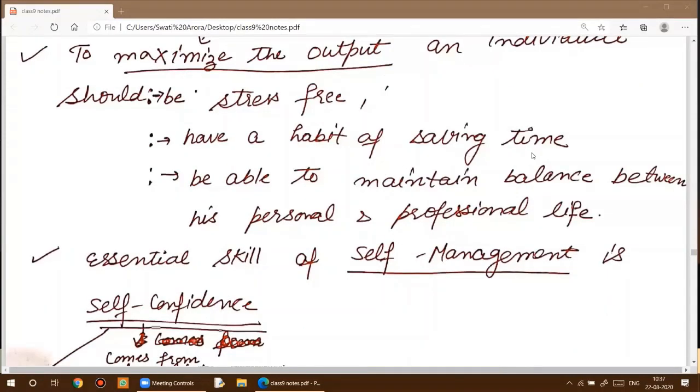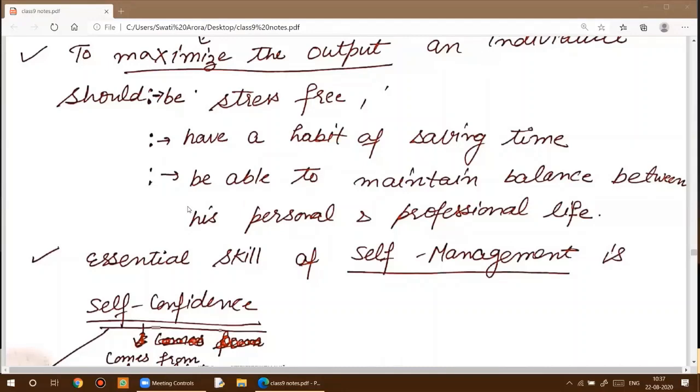So how to manage the time? Prepare a timetable according to your own capability. Everybody knows his or her potential, so analyze that potential, that I can manage this much amount of work in a day or this much amount of work in an hour. So if you will manage your time like that, definitely you will save the time. If you save the time, you can use the time in some other tasks, right?